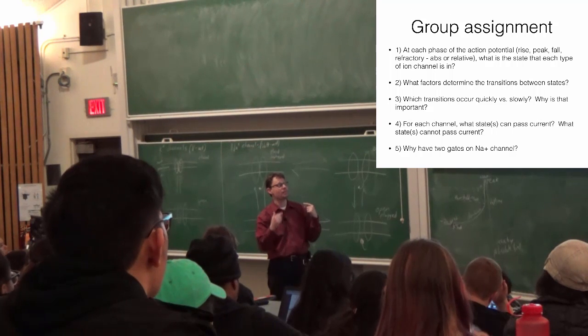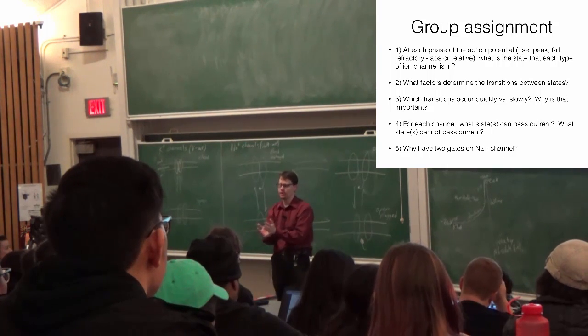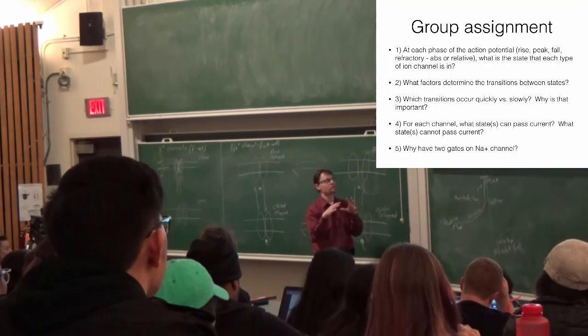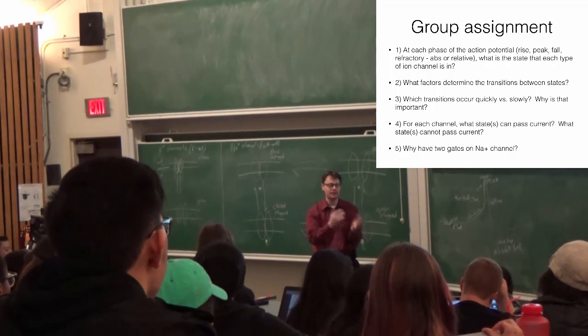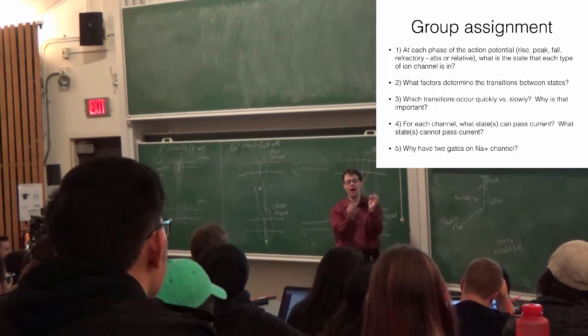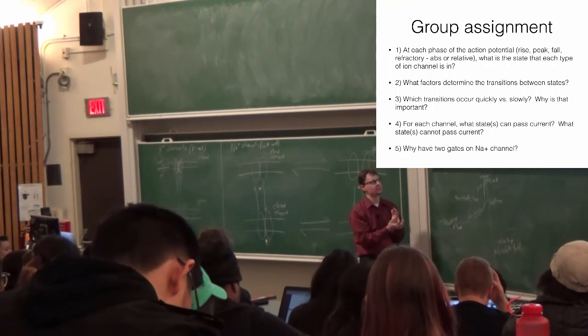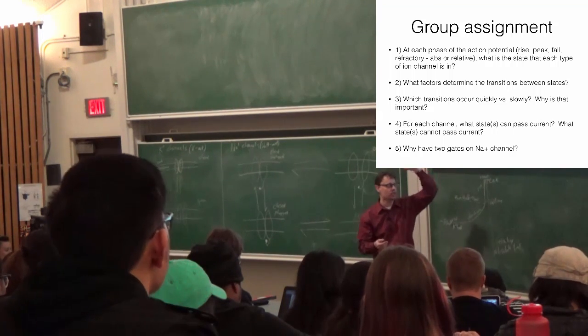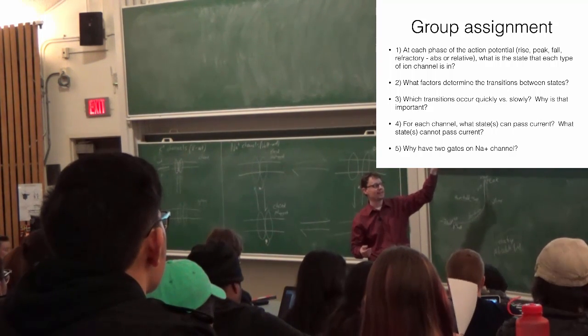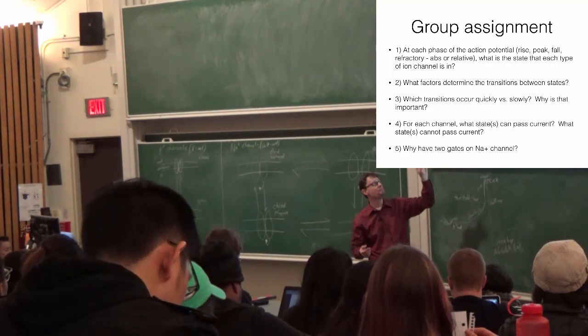Question 2 is, what is causing these transitions between these different states? Also, thinking back to your notes from last class period, I mentioned this briefly, but look through them: some of these transitions happen faster than others. Which ones are fast and which ones are slow, and why does that matter? Why do we need slow and fast transitions? And actually 3 and 5 are kind of related to each other.